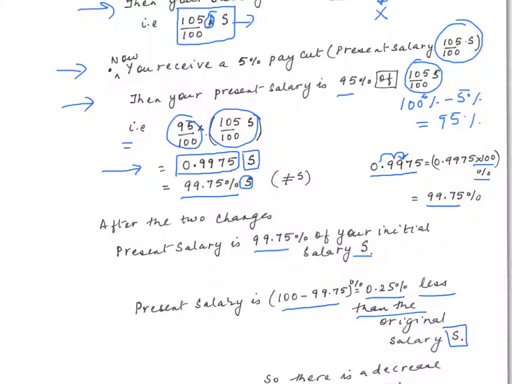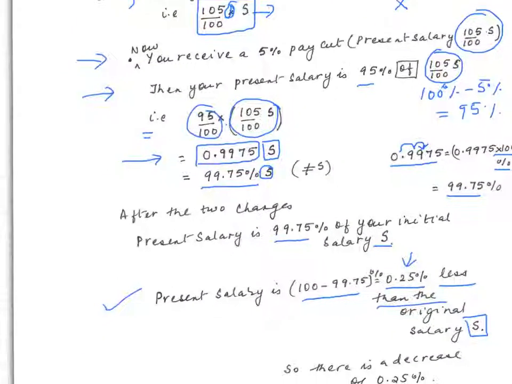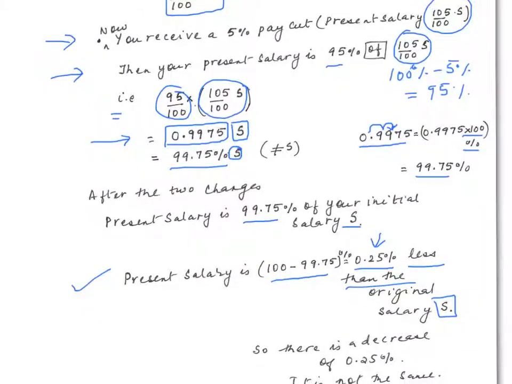So the question said that after a 5% increase and a 5% decrease, your salary must remain unchanged. And we've proved that it's not the case. Your salary is now 0.25% less. It's a very small amount, but it's still less than the original salary S. So when the question says that the salary is unchanged, we've just seen that is not true. There is a slight change. Your salary is slightly less than what you started with, which is S. So there's a slight decrease.